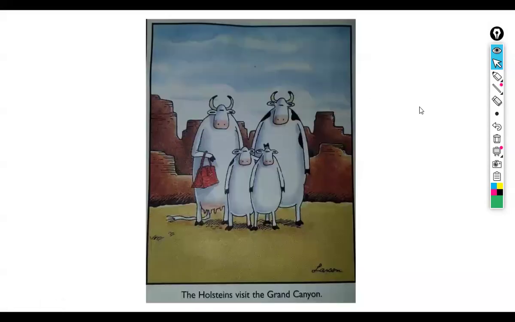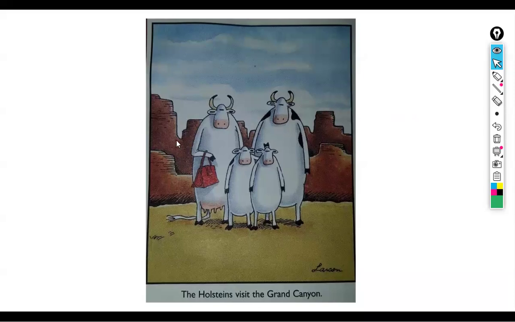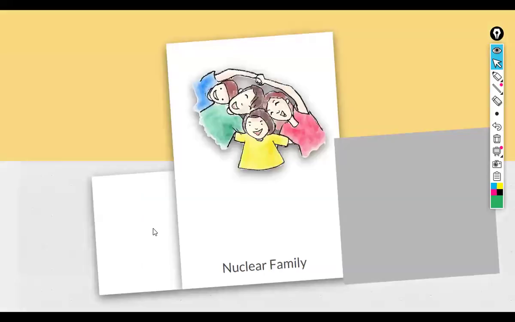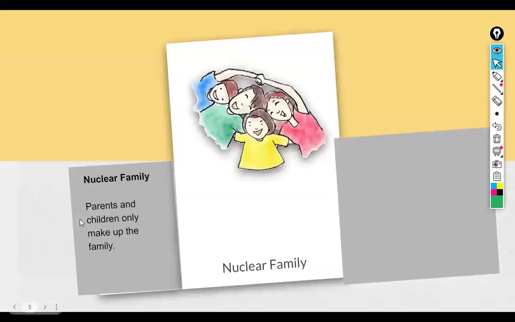So here we have an image that shows us what kind of family again. The Holsteins visit the Grand Canyon. This is what kind of family? Nuclear family, right? Again, parents and children. Nuclear family is our first one. So parents and children only make up the family.